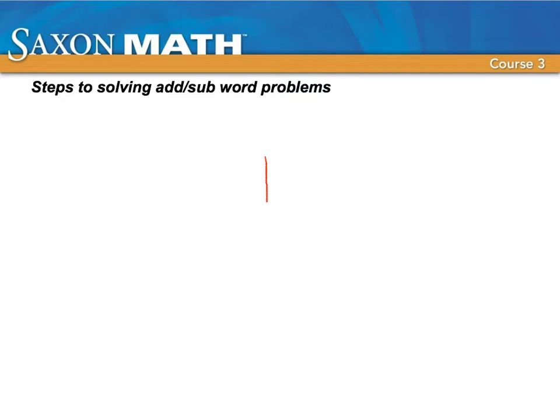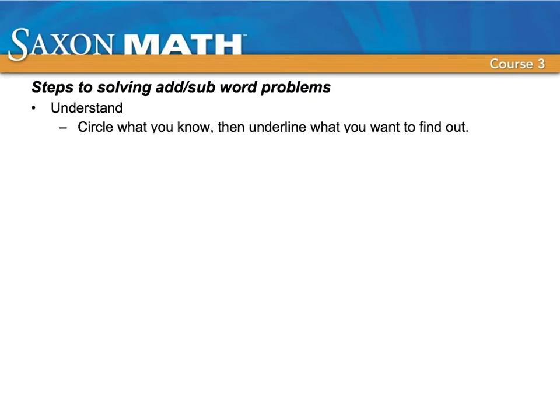Okay, so steps to solving addition and subtraction word problems. The first one is to make sure you understand what the problem's asking you, and here's what that means. I want you to circle what you know, what the problem tells you, and then underline what you want to find out. So circle the information you are given, and then underline the information that it's asking you to find.